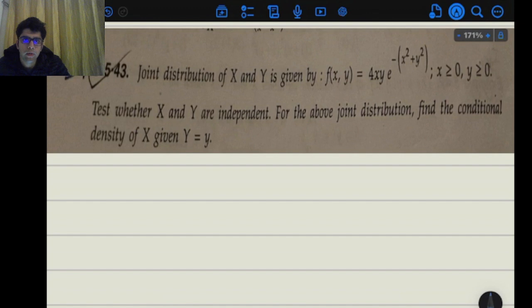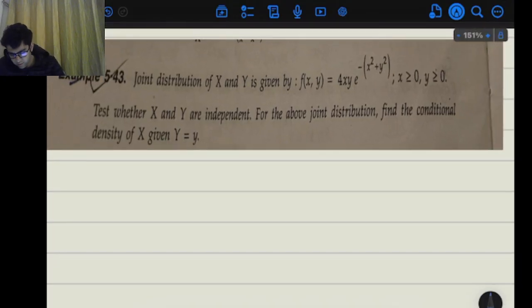The question says that the joint distribution of x and y is given by f(x,y) equal to 4xy e to the power minus (x square plus y square), for x greater than or equal to 0, y greater than or equal to 0. Test whether x and y are independent. For the above distribution, find the conditional density of x given y equals y. So this is my question. Now I'll just zoom out.